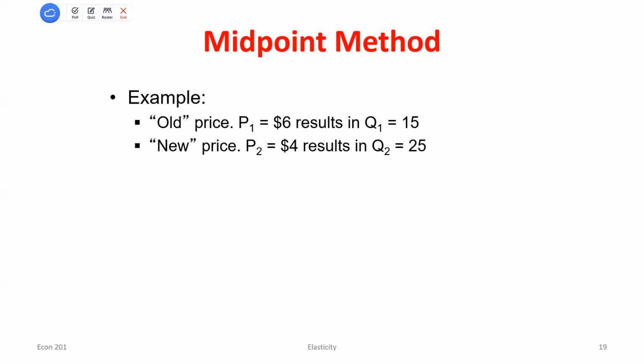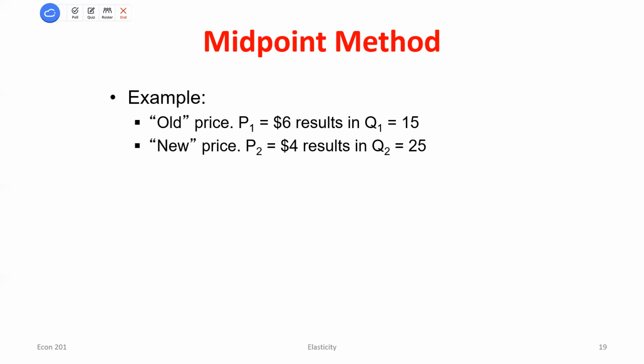So let's work with some actual numbers here and see if we can come up with this. The old price, or the initial price, starting out was $6. At $6, we had a quantity demanded of 15 units. If we then move to our newer price, we lower the price by $2 and it's now 4. The resulting quantity demanded goes up to 25. So how do I find the elasticity of demand, or the price elasticity of demand?